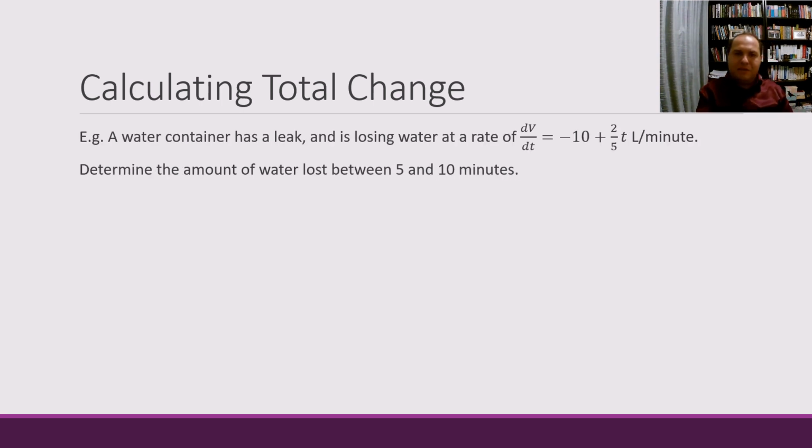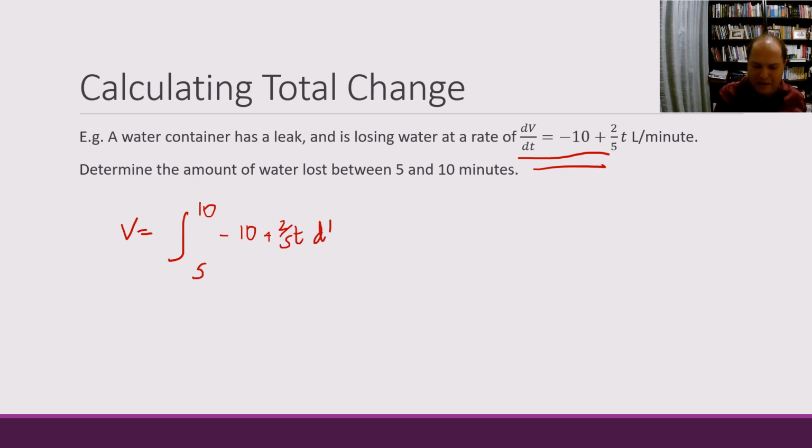Alright, so let's work out this one as an example. We've got a rate of change for some water that's leaking out of a container, and if we want to work out the total amount of change, we will need to integrate. So in this case, we've got our function here, we've got our rate of change. The change in volume is going to equal the integral from 5 to 10 of our function, -10 plus 2/5 t, with respect to t, because t is my independent variable there.